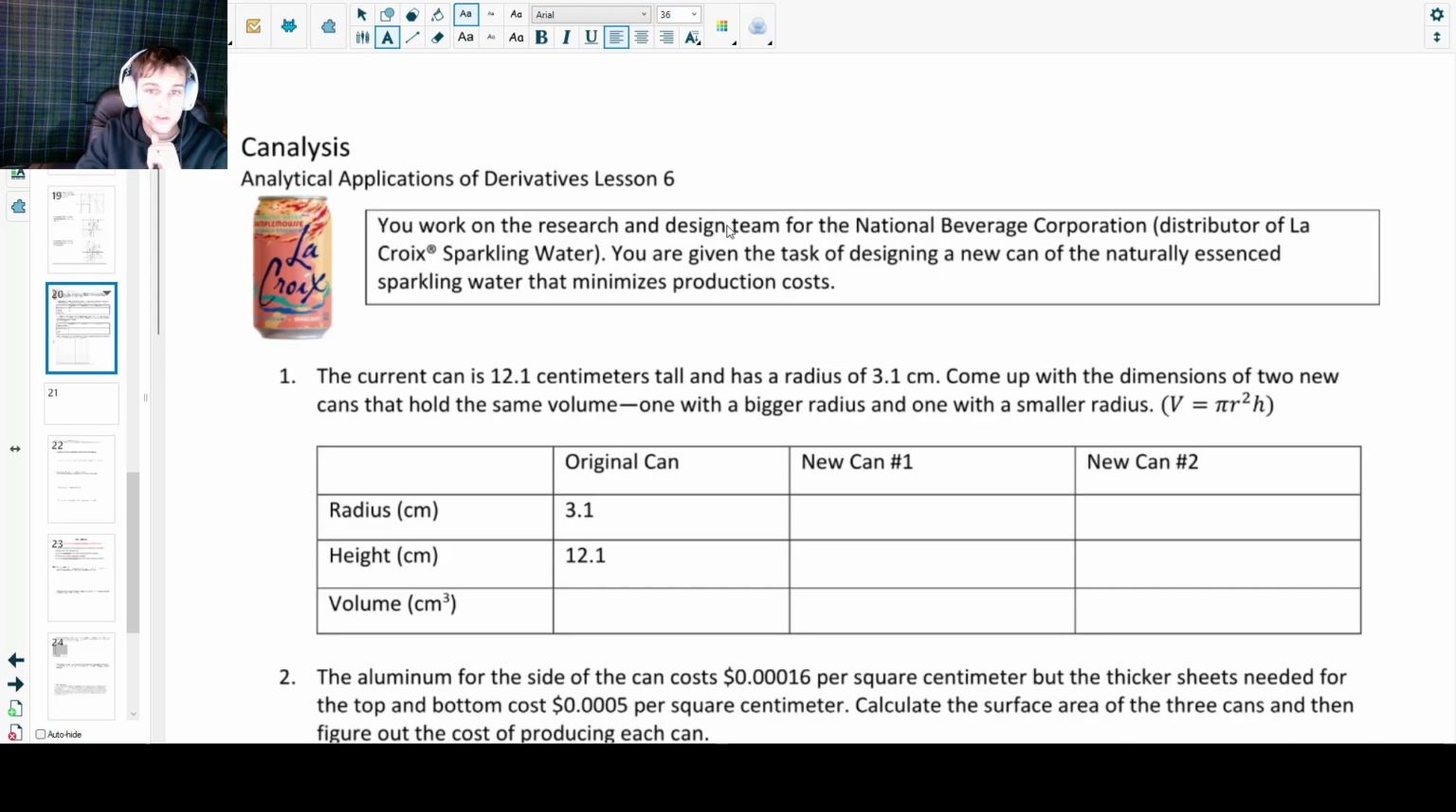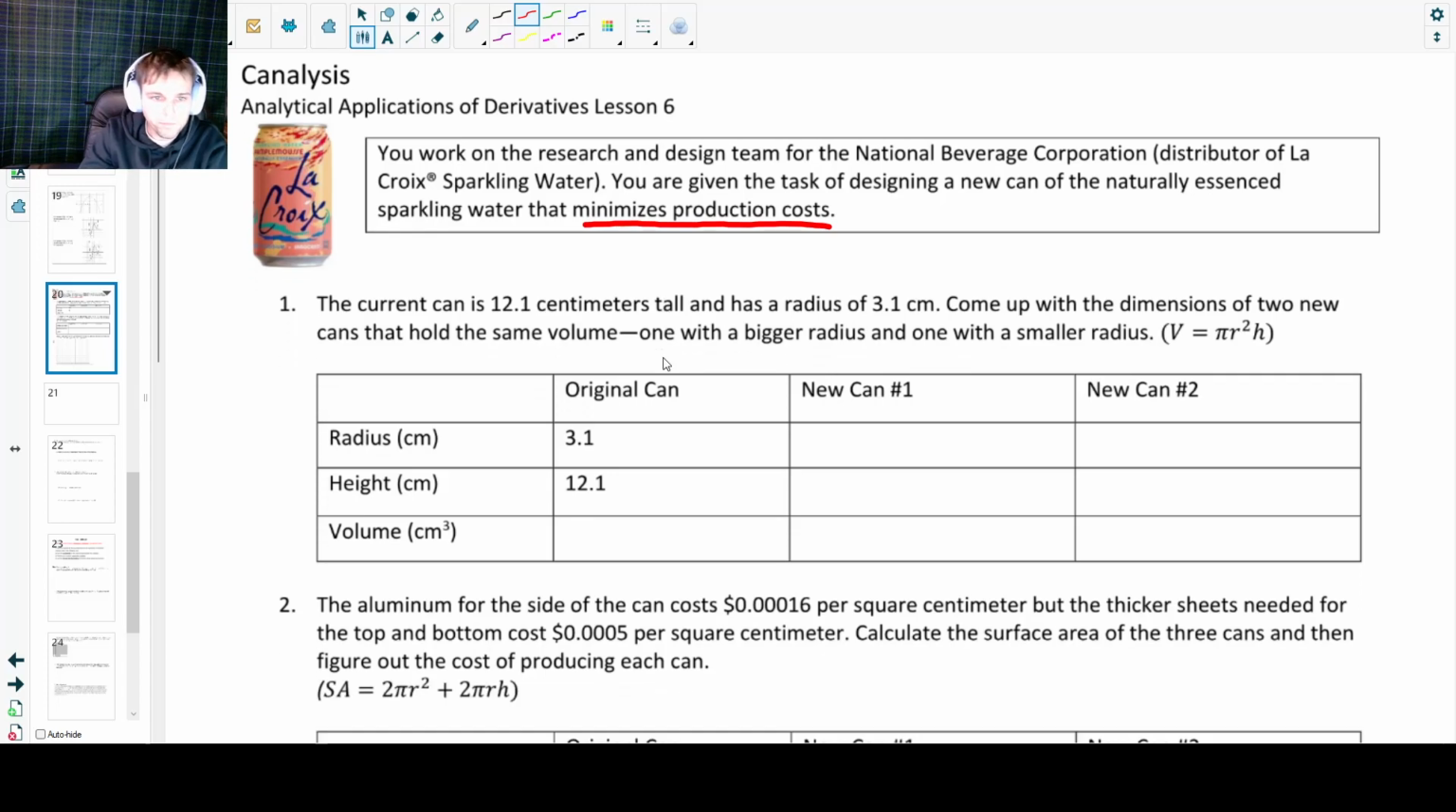You work on the research and design team for the National Beverage Corporation. You are given the task of designing a new can of the naturally essence sparkling water that minimizes production costs. So again, we're looking for a minimum value for the cost. That's our end state goal. The current can is 12.1 centimeters tall and has a radius of 3.1 centimeters. Come up with the dimensions of two new cans that hold the same volume.